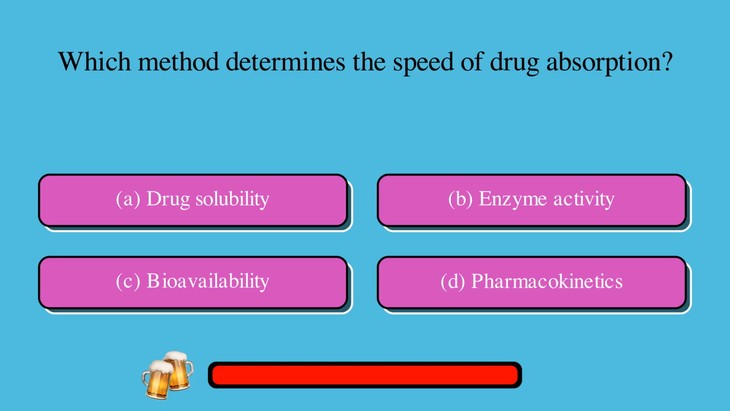Which method determines the speed of drug absorption? A. Drug solubility, or B. Enzyme activity, or C. Bioavailability, or D. Pharmacokinetics. The correct answer is D. Pharmacokinetics.